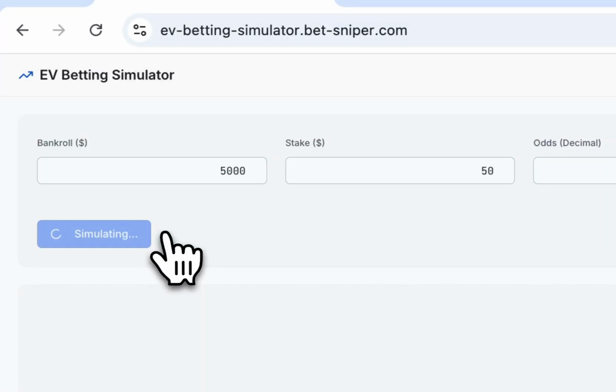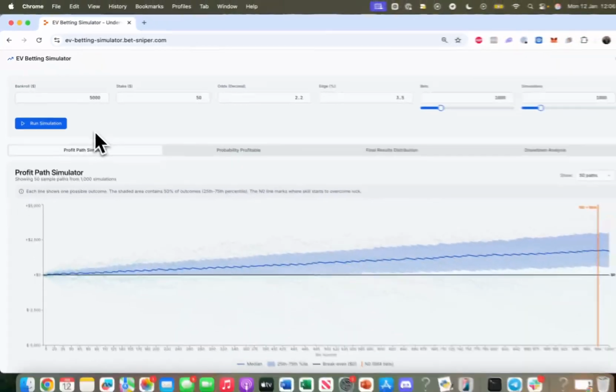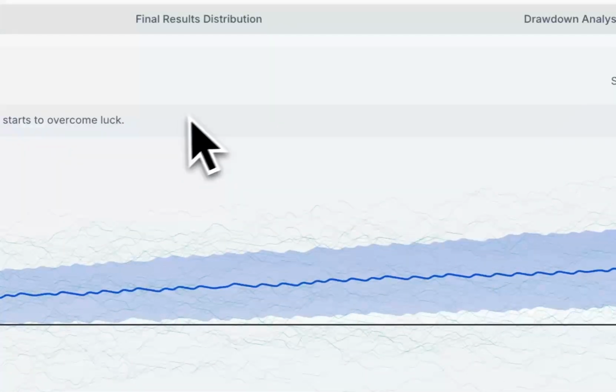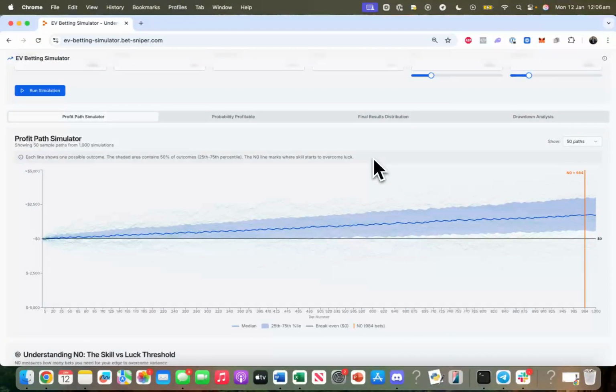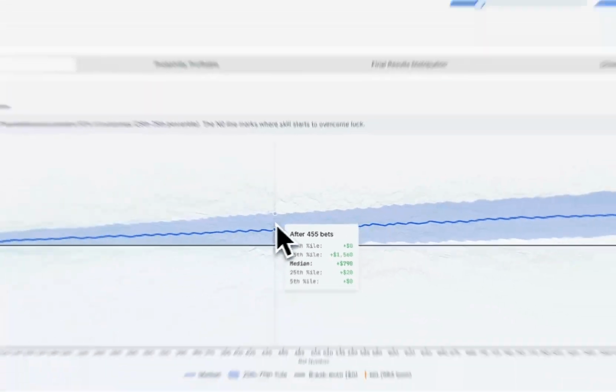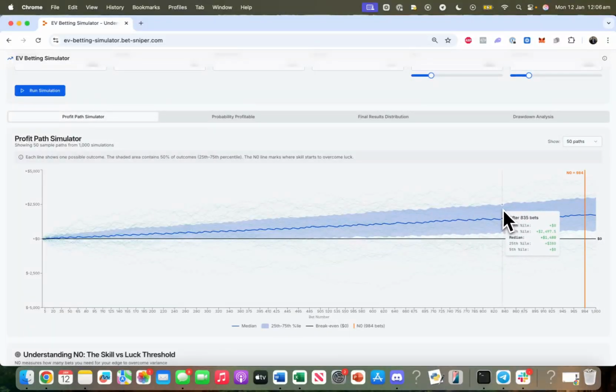This will give you 4 different pieces of output. The first one is the profit path simulator. Each line is one possible outcome, same edge but different luck, different paths you will take. The median line shows the typical path. It's the dark blue one. And the area shaded around that, the light blue, is the 25th to 75th percentile. So this is your likely path you'll be taking.